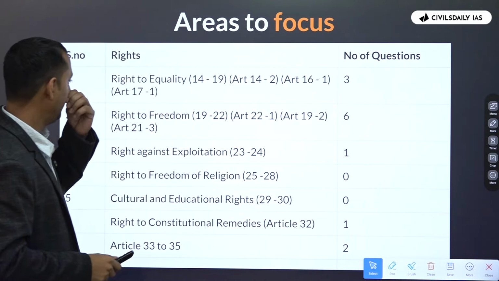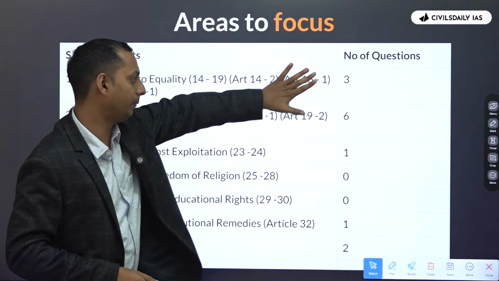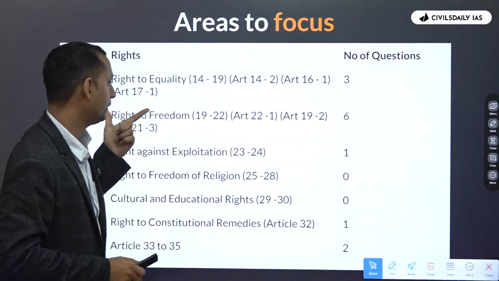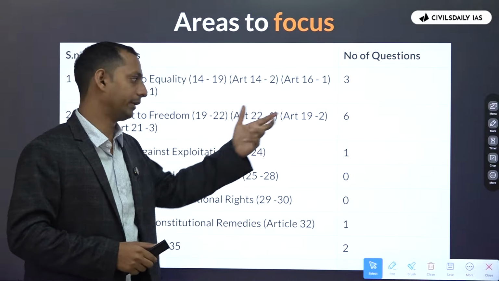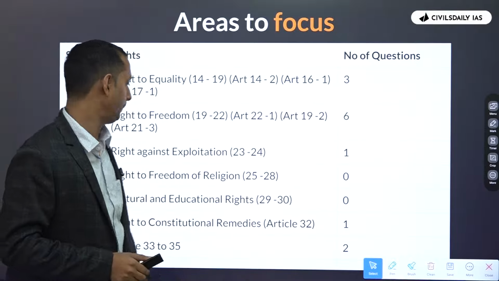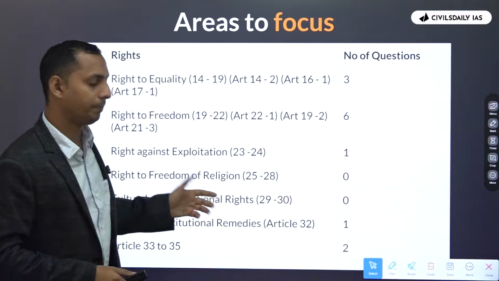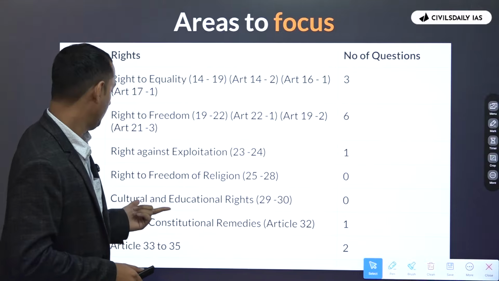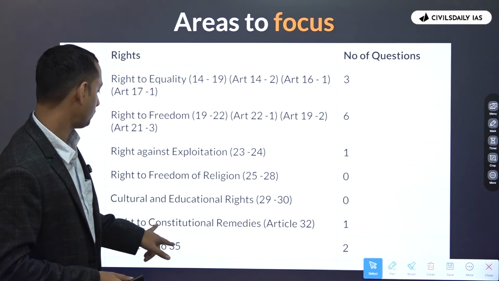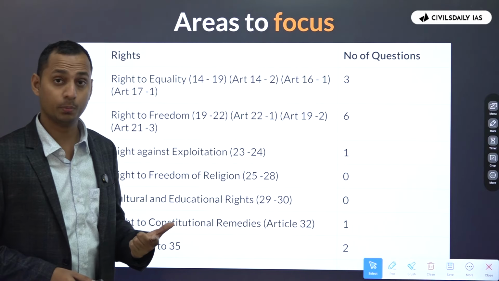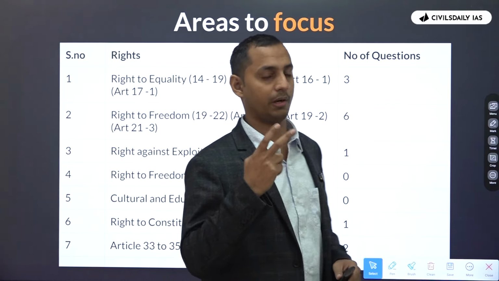As you can see here, Article 19 and Article 14, right to equality, 3 questions have come. But the most important is the right to freedom and right to life and liberty, Article 21 as well. 6 questions have come. Right against exploitation, only 1 question. Freedom of religion, no question has ever come. Cultural and education rights, no question has ever come. Right to constitutional remedies, Article 32, a single question has come. And Articles 33 to 35, 2 questions have come.